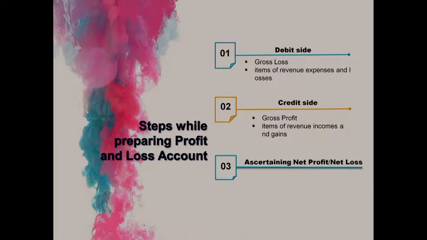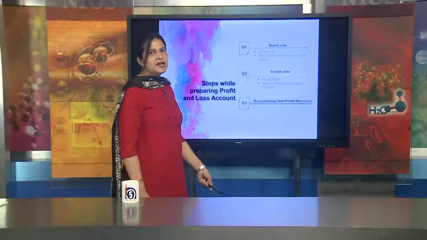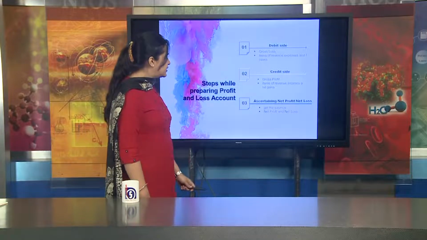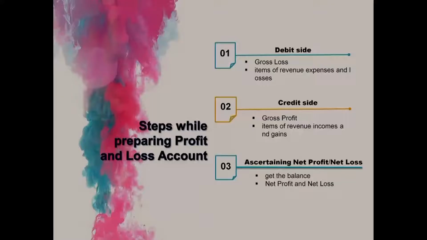Then you ascertain the net profit or the net loss, and it is similar to what you have done for the previous one. You will total both the sides and find out the balancing figure, and it will decide which side it is, the debit side or the credit side. Accordingly it will be termed as the net profit or the net loss.